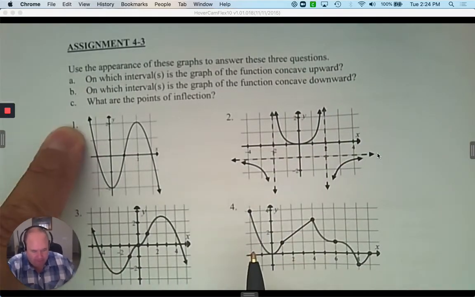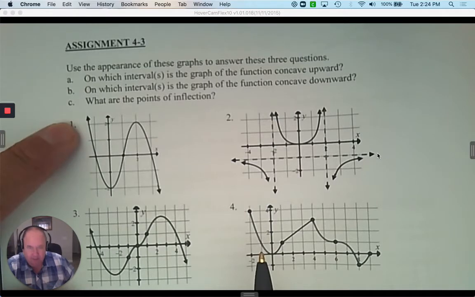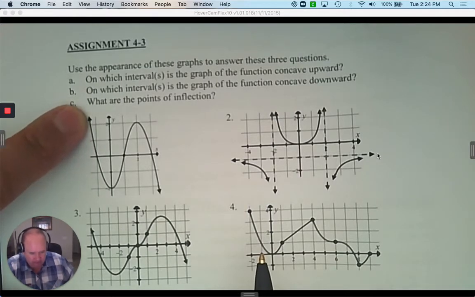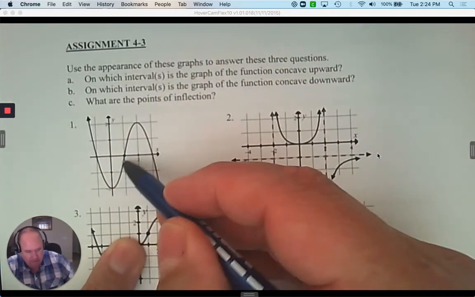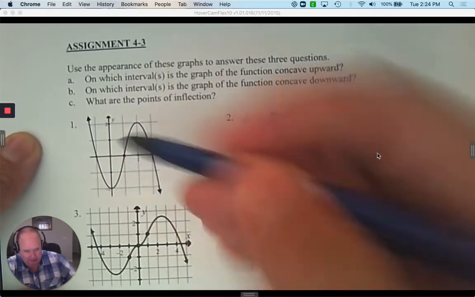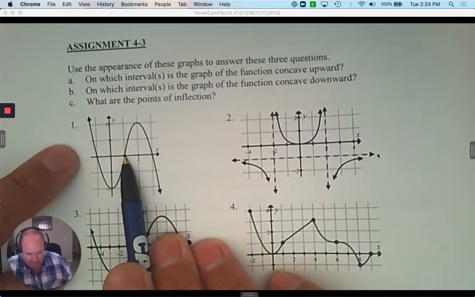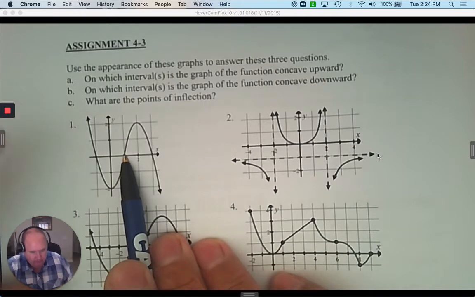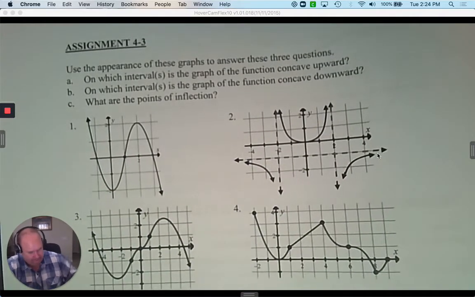For number 1, concave up means it smiles, concave down means it frowns. And so what interval do we have? First of all, the first part of the graph is smiling. So from negative infinity all the way to what x value? When you look at it, you're going to approximate it, but I think it's obvious that at this x value it stops smiling and then it frowns. So first of all, what interval is it smiling, concave up? That would be from negative infinity to positive 1.